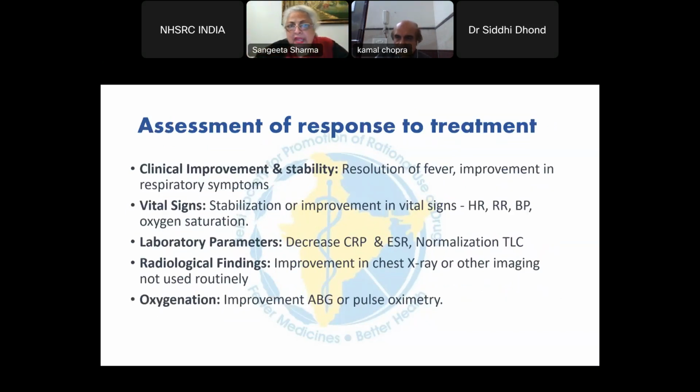Okay, then assessment of response, I would like to repeat here again. This is again clinical. I have seen many people asking for an X-ray every third day, fourth day, seventh day, 10 days. They look until the infiltration has resolved. Generally, there is a lag period between clinical improvement and radiological clearance. So don't just keep looking for radiological clearance. Assessment of response clinically is good. If the fever is going down, respiratory symptoms are improving, heart rate has come down, respiratory rate has come down, BP has improved, oxygen saturation is maintained, and if you can repeat laboratory parameters like CRP, ESR, and TLC is normalizing, these are all indicators of response to treatment.